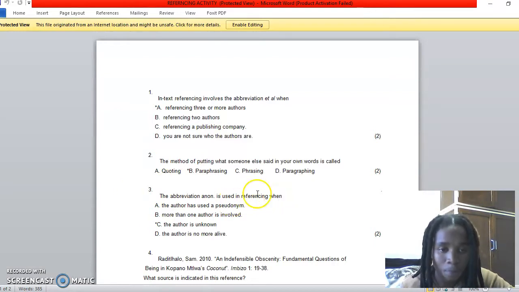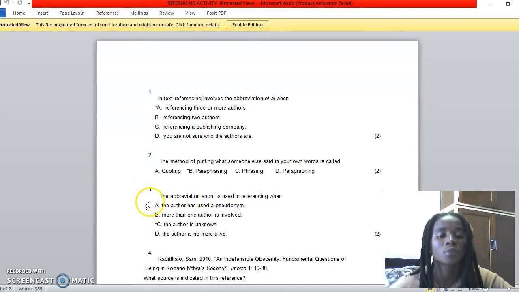Number 3, the abbreviation anon is used when referencing when. Let's go through our options before I answer it. A, the author has used a pseudonym. B, more than one author is involved. C, the author is unknown. D, the author is no more alive.